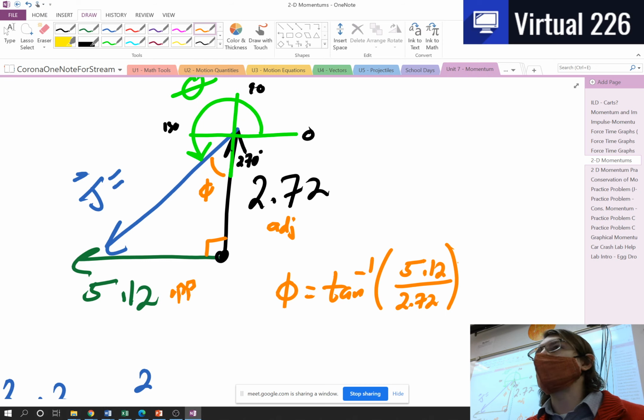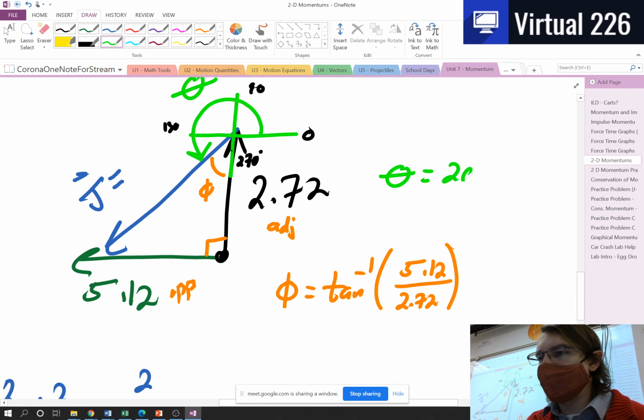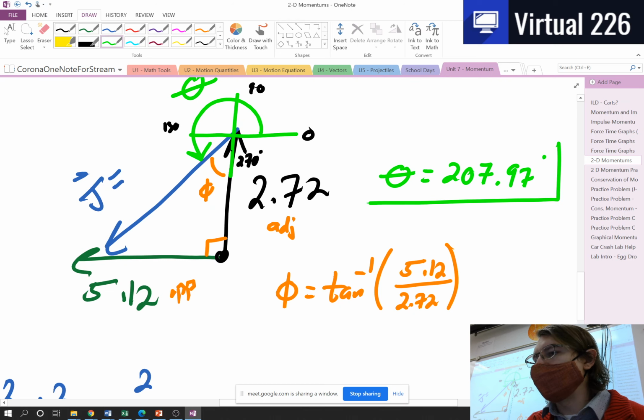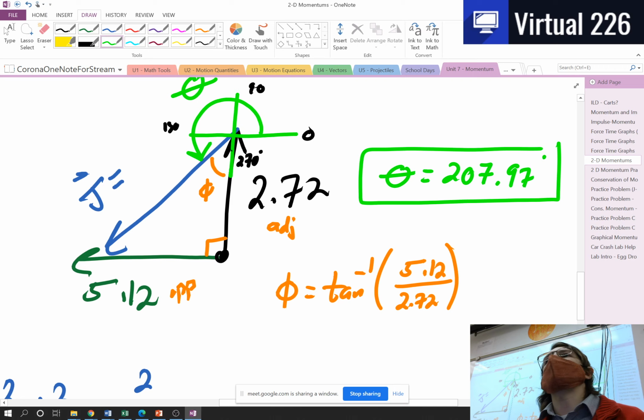We get about 62, and then 270 minus the 62 gives us an actual angle theta of 207.97 degrees. And that's if you're going from the positive x-axis or the opposite goaltender. If you've shifted your view on a hockey rink, you might have a slightly different setup for the angle. But just using our standard mathematical principles, that would be the angle that we see in a problem like this.